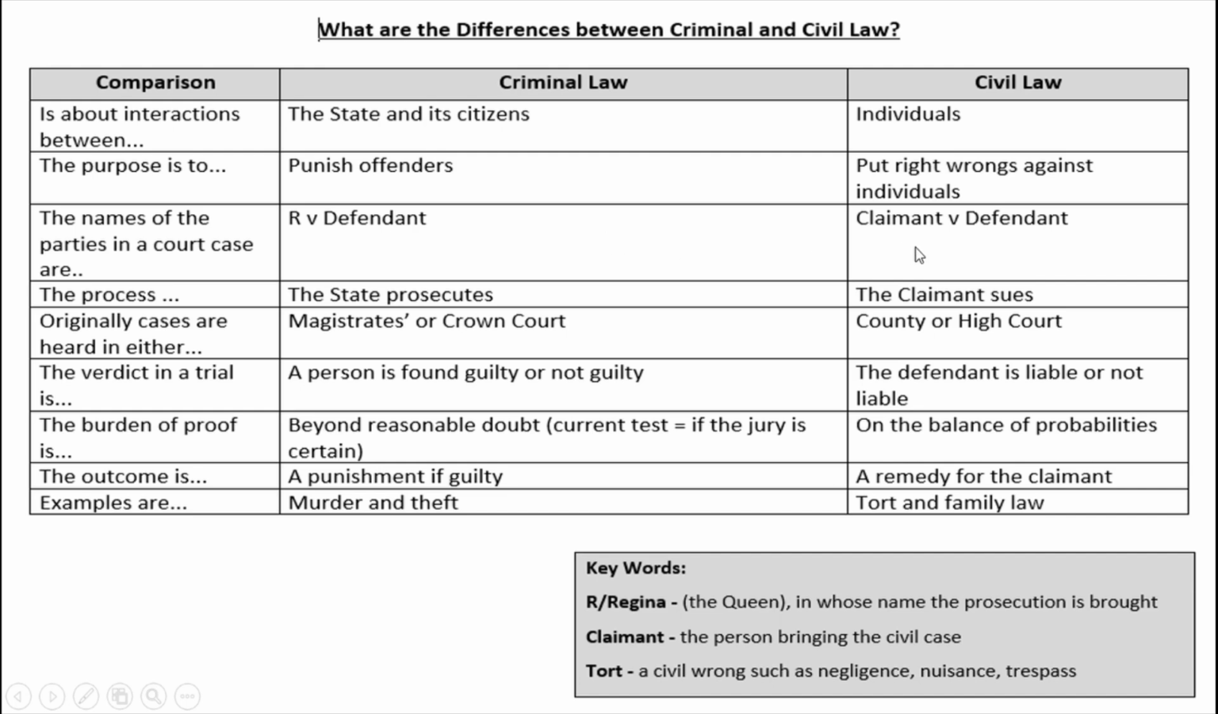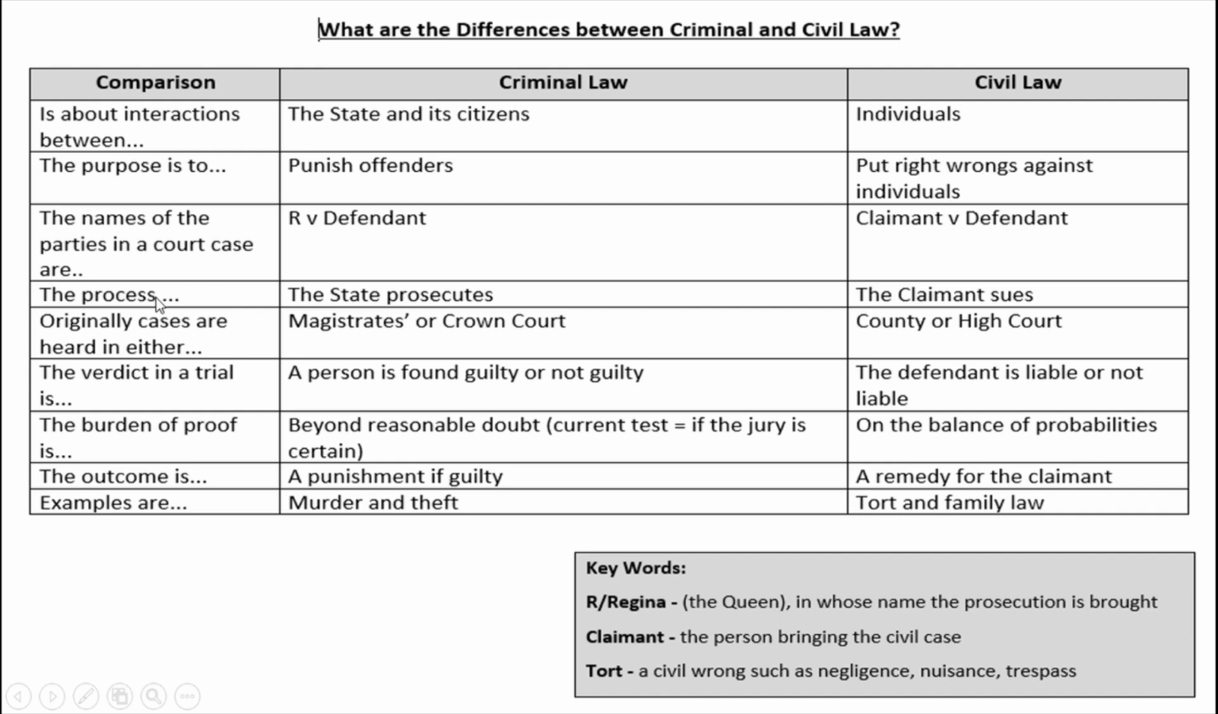In a civil case, it's different. It's the claimant's name versus the defendant's name. Equally, the defendant is suspected of doing a wrong and is being defended by lawyers. The claimant is the person who's bringing the case to court against the defendant. So the case may look like Smith versus Taylor, if Smith was the claimant and Taylor was the defendant.